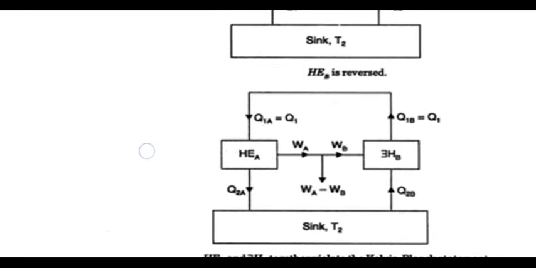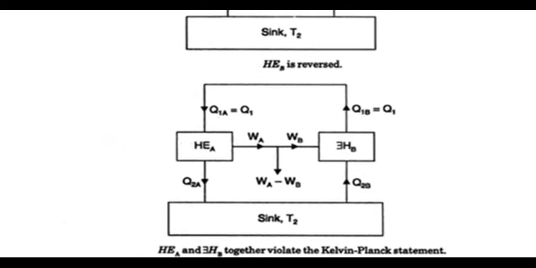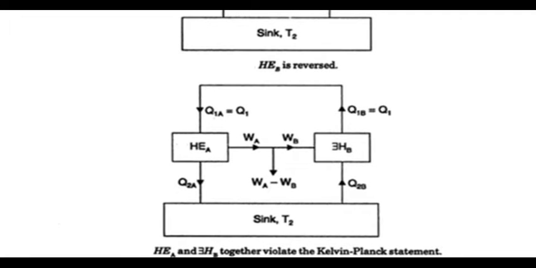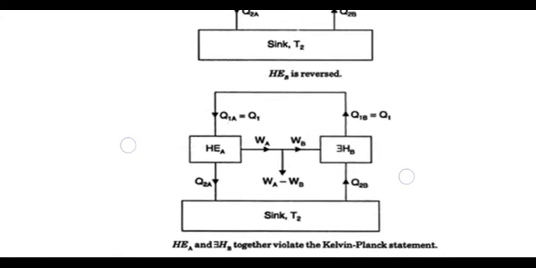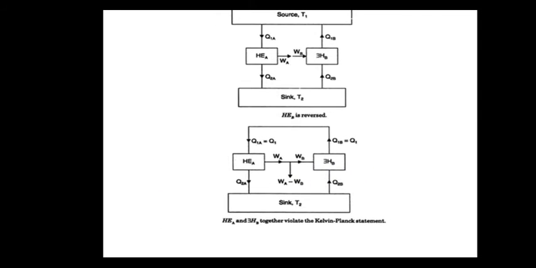So when we draw a line, the net work received is the subtraction of the work done by heat engine A minus the work done by heat engine B. So this altogether violates the Kelvin Planck statement for the reversible heat engine. Okay, so after this we will be looking at the efficiency of the reversible heat engine.